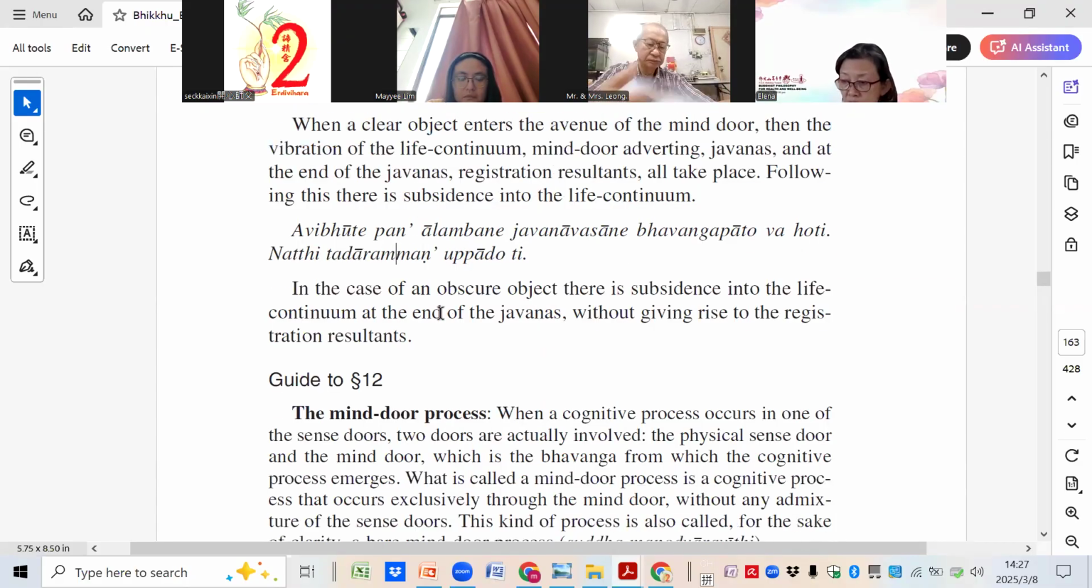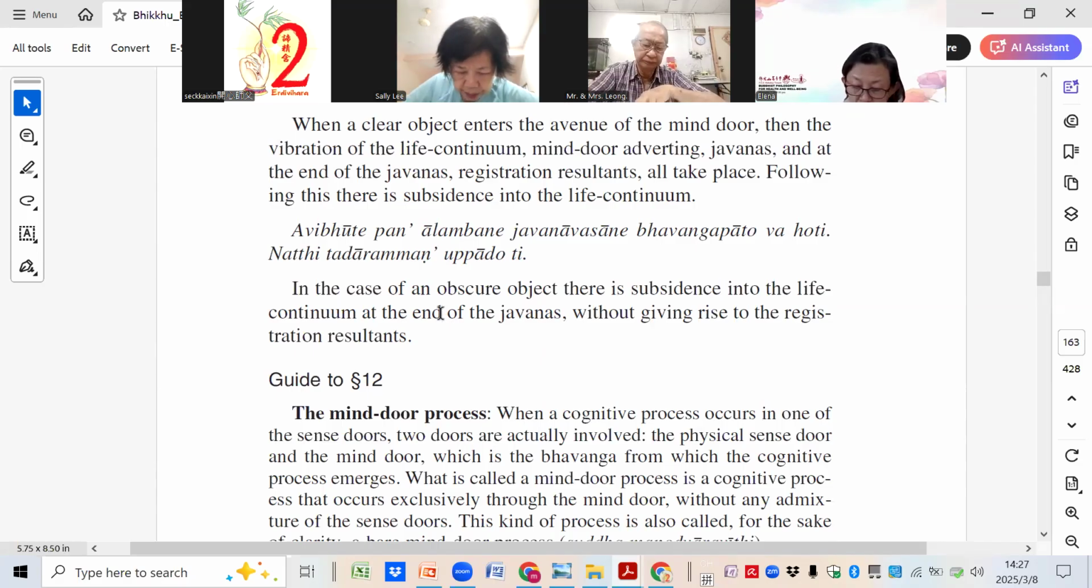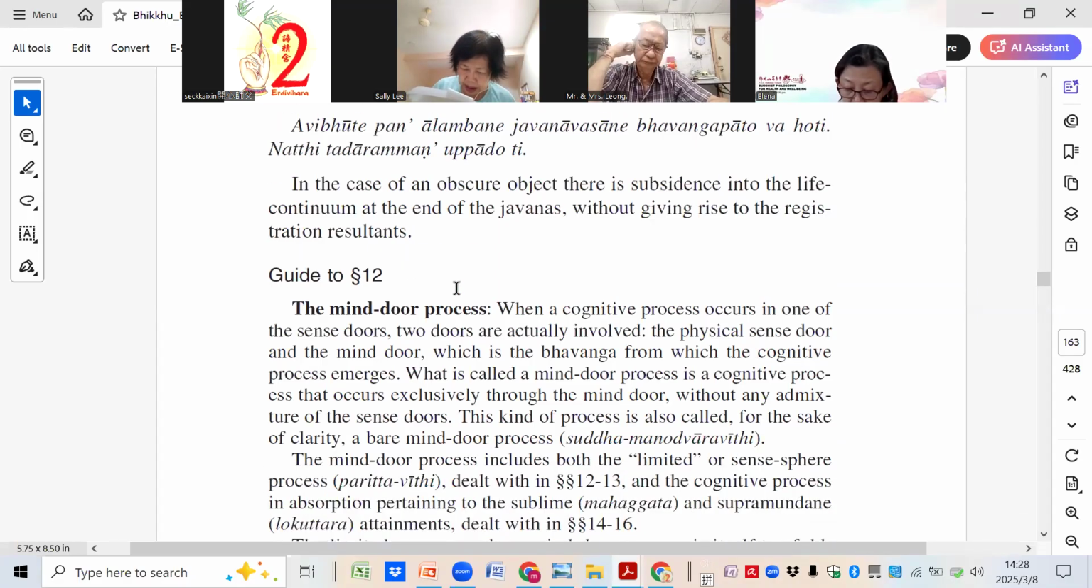When a clear object enters the avenue of the mind door, when the vibration of the life continuum of the mind door arises, after the javanas, and at the end of the javanas, registration resultant take place. Following this, there is a subsidence into the life continuum. In the case of a pure object, there is a subsidence into the life continuum at the end of the javana, without giving rise to the registration result.